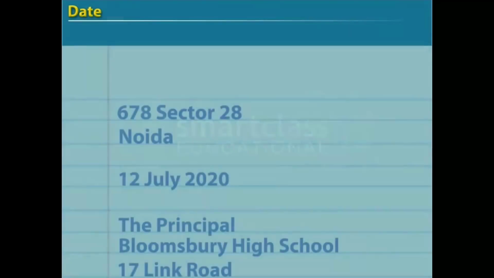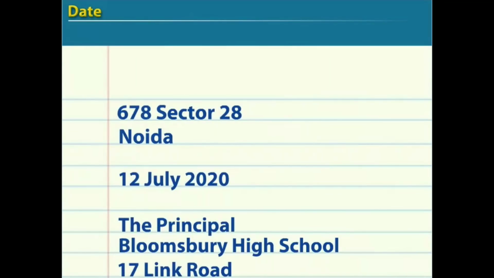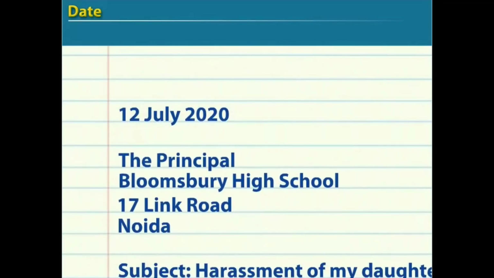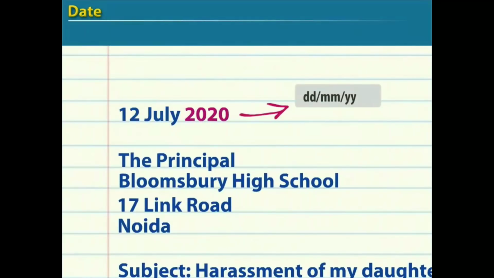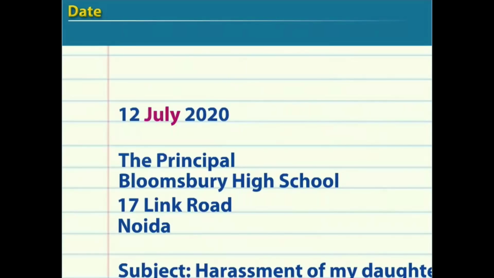Date. Write the date below the sender's address after leaving a line. In the case of a student's letter, when there is no sender's address, the date is written on the top left corner. Adhere to the date, month, year pattern. Do not superscript it. For example, 1st, 2nd, 3rd, or 4th. Next, write the name of the month in full, followed by the year.